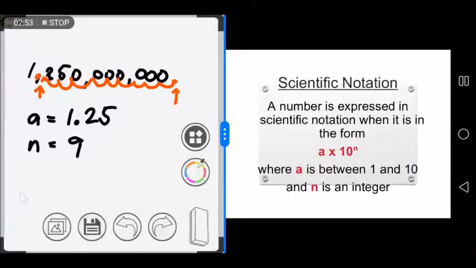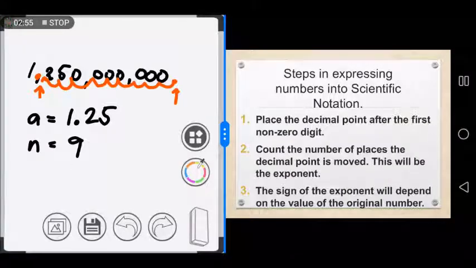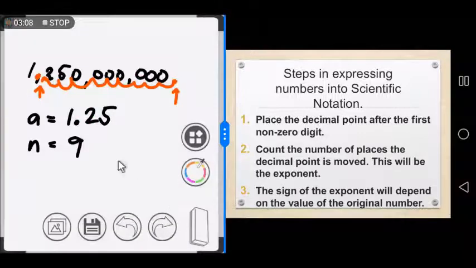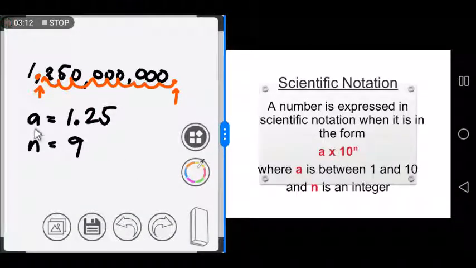Okay? So, the sign of the exponent will depend on the value of the original number. No po? So, kapag isusulat na natin tong ating given, sulat muna natin sa format. Okay? I'll use, sige, blue as our final answer. No? So, ang ating format is A times 10 raised to the nth power. So, it's 1.25 times 10 to the, ang n natin ay 9.